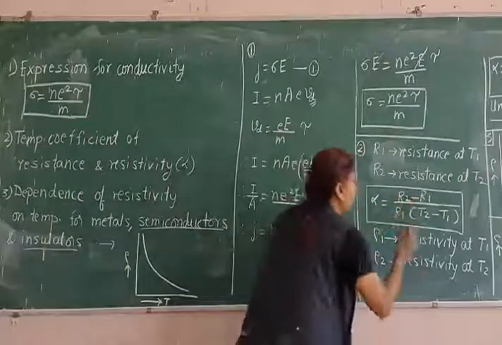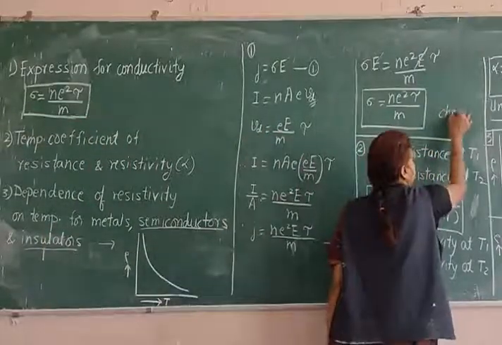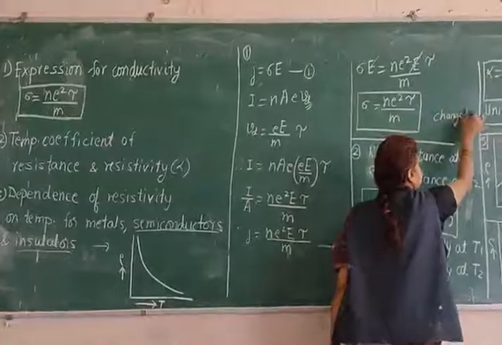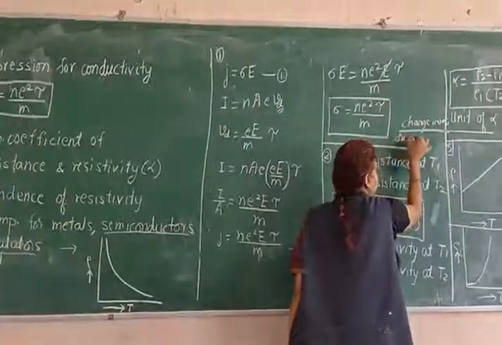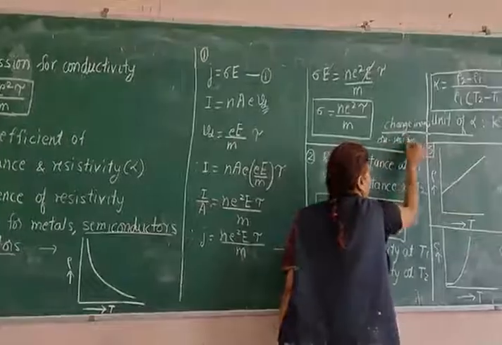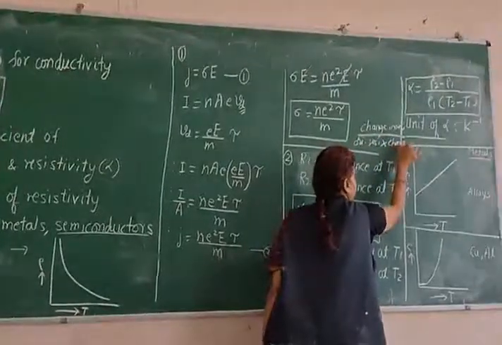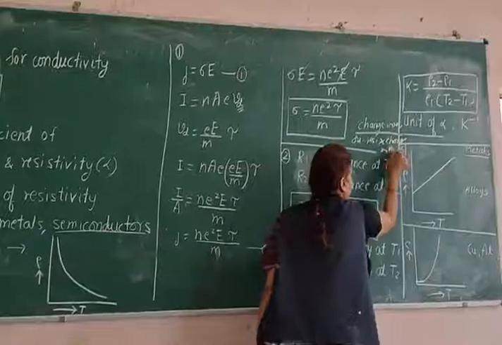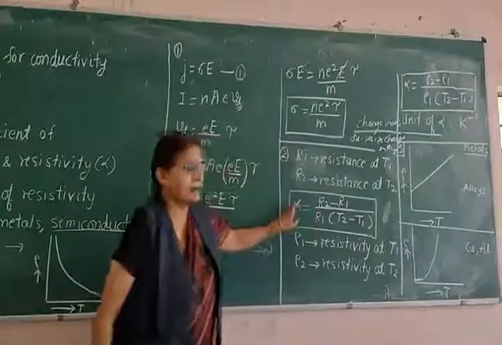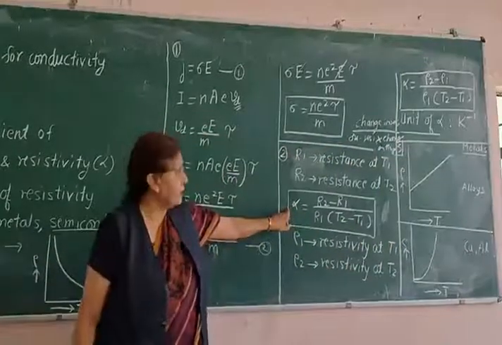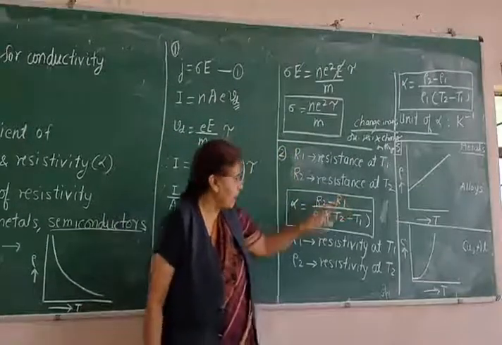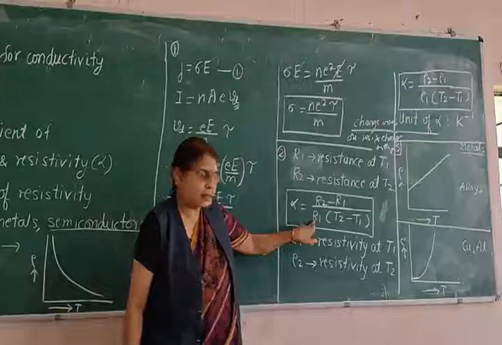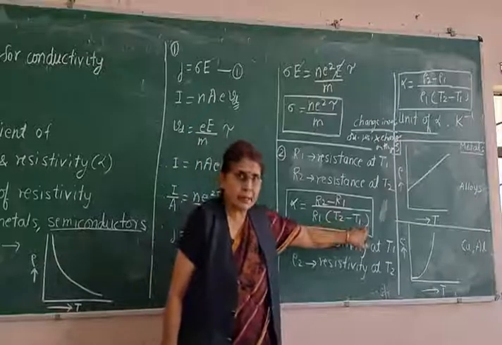R2 minus R1 is nothing but change in resistance, divided by original resistance into change in temperature. So how to define it? The temperature coefficient of resistance is defined as change in resistance per unit original resistance per unit change in temperature.